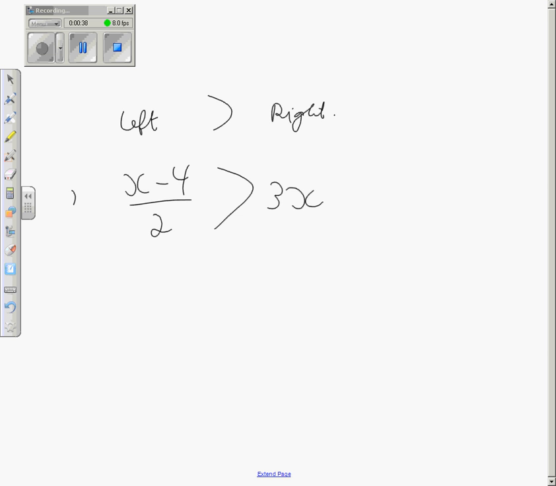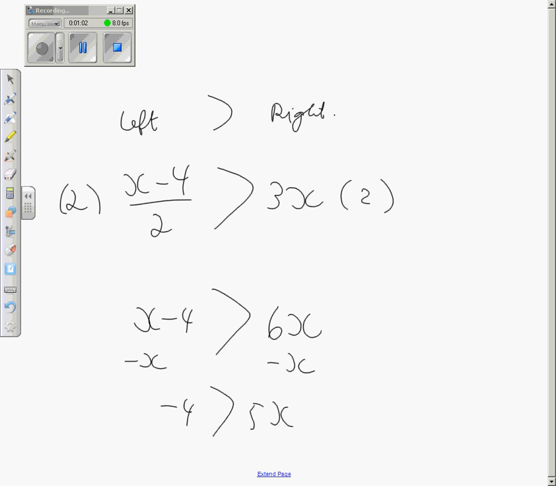So what I'm going to do is double this side. I'm going to multiply it by 2, and I'm going to multiply this side. So if half of x minus 4 is greater than 3x, then x minus 4 by itself will be greater than 6x. Okay? And now that we have variables on both sides, I'm going to create a zero pair by subtracting x from both sides. So if x minus 4 is greater than 6x, then minus 4 is going to be greater than 5x.